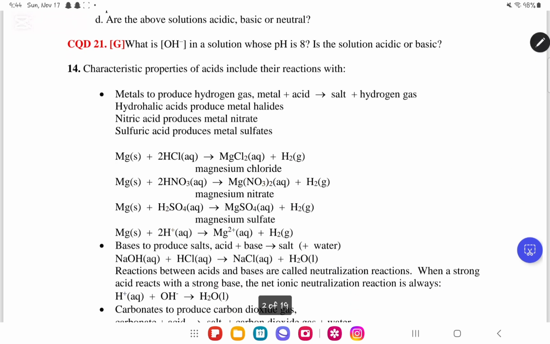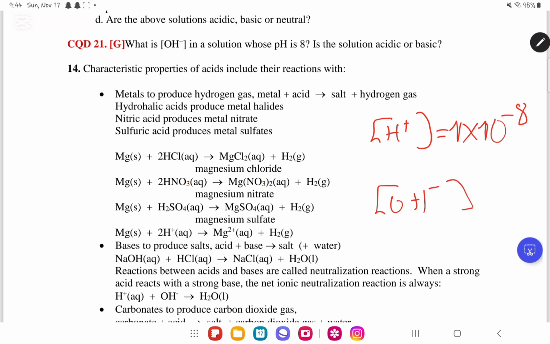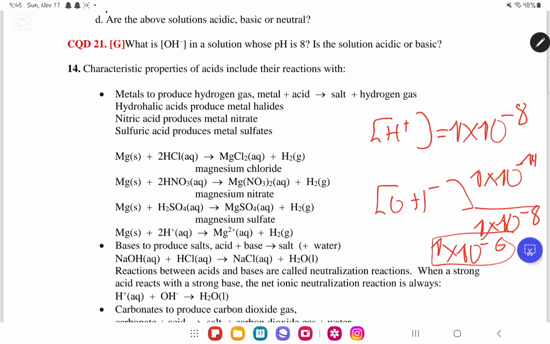Now, what is the concentration of OH minus in a solution whose pH is 8? We did it above, but let's do it again. First of all, the concentration of H plus, which is not what they need, but we need to find the concentration of OH minus, is very simply 1 times 10 to the negative 8. So now to find the concentration of OH minus, we are going to do 1 times 10 to the negative 14 divided by 1 times 10 to the negative 8, and we are going to get 1 times 10 to the negative 6. This is the concentration of OH minus. Is it acidic or basic? It's definitely basic because it is greater than 7.